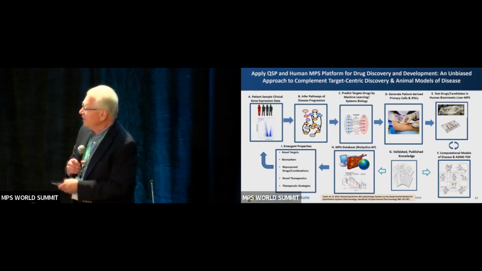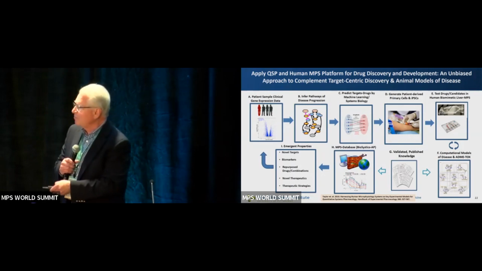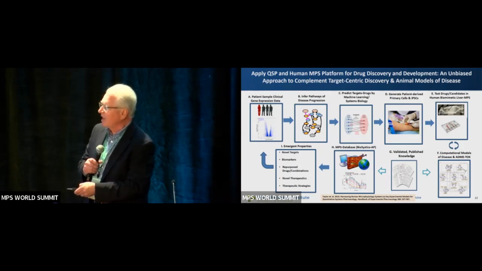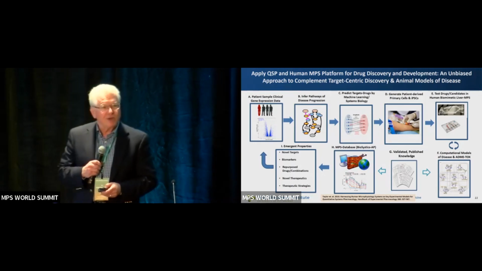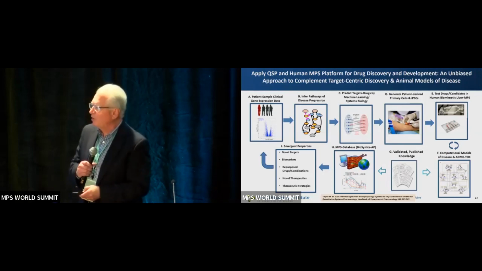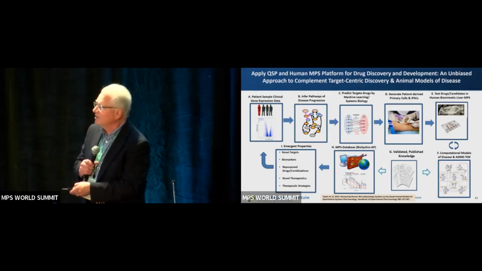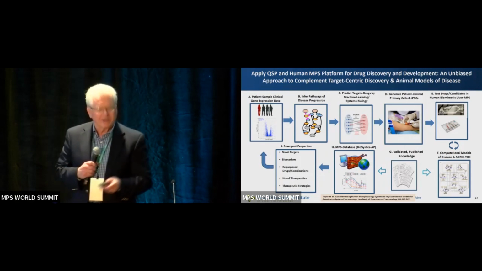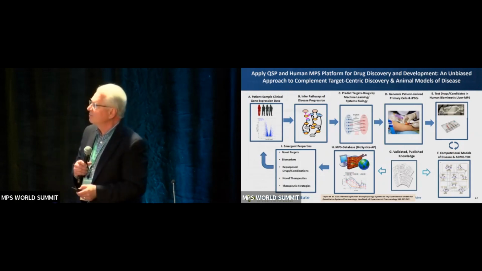In addition to the experimental data, we also use validated published knowledge. This combination is then uploaded into the BioSystics analytics platform. And because QSP is a systems biology approach, you expect emergent properties, which can include novel targets, biomarkers, repurposed drugs and combinations, the starting point for novel therapeutics and therapeutic strategies. All of this knowledge then can be fed back to patient populations.